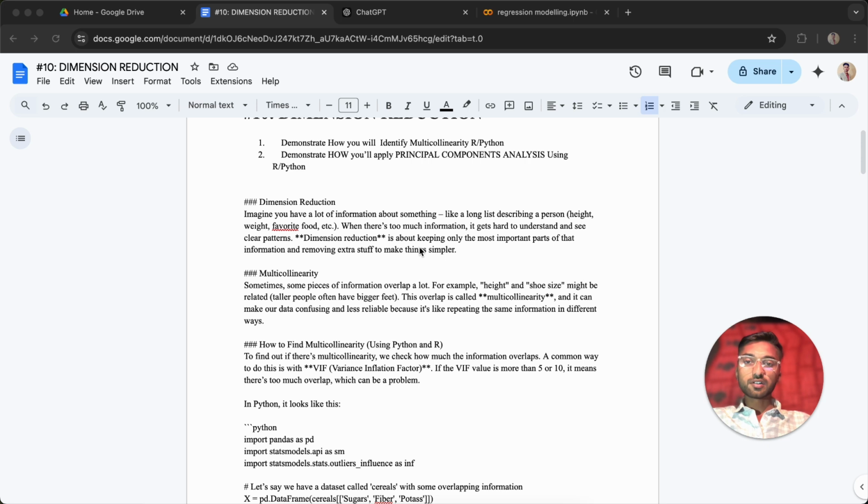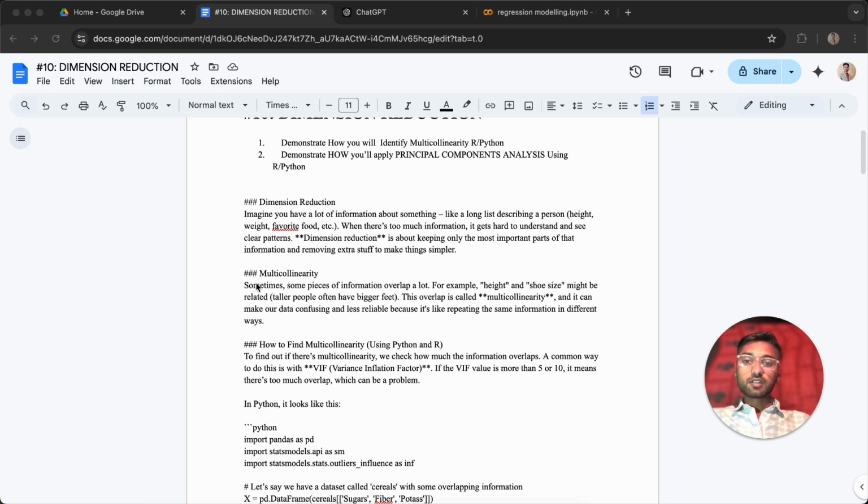Firstly, what is dimension reduction? Imagine you have a lot of information about something, like a long list describing a person: height, weight, favorite food, etc. When there is too much information, it gets hard to understand and see clear patterns. Dimension reduction is about keeping only the most important part of the information and removing the extra stuff to make things simpler. So this is dimension reduction.